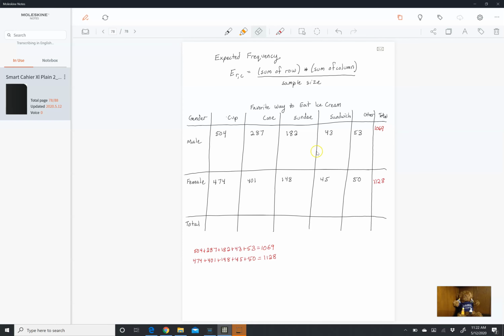Okay, then we have to get the totals of each individual column. So again, you don't have to write all of this down. You can just put it into your calculator. But 504 plus 474 is 978. 287 plus 401 gives us 688.